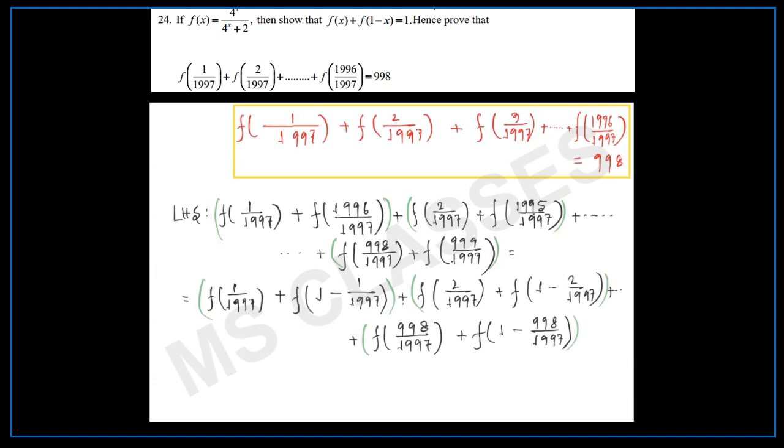Now if we take the pairs again, what do we get? The first term will give us 1, the next term will give us 1, and even the last term, which is the 998th term, will give us 1. That is clearly understood because like this we are going and coming to this term. So how many ones are we adding up here? We are adding up 998 terms, and that gives us 998.